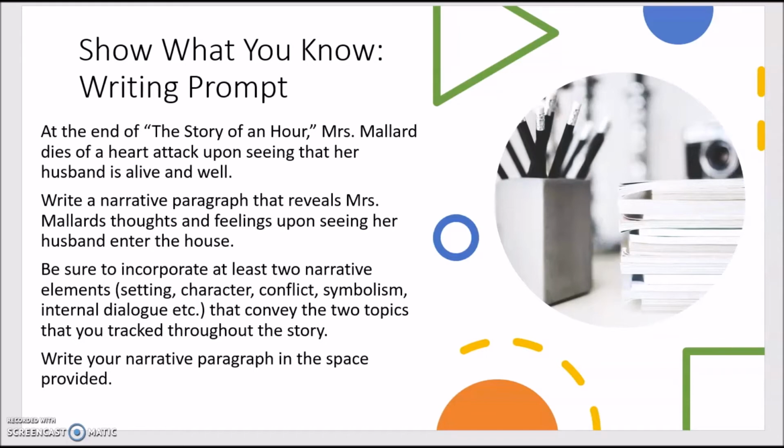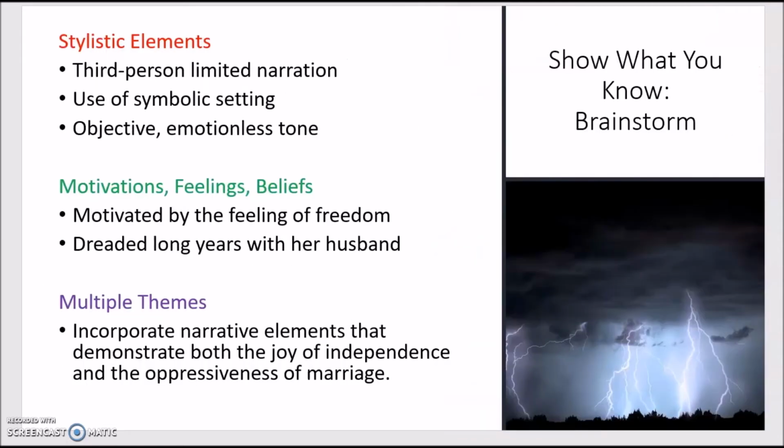In your narrative, you want to incorporate at least 2 narrative elements: setting, character conflict, symbolism, internal dialogue, etc. And you want to make sure that you're also conveying 2 of the themes that you explored. So here are some brainstorming ideas of what you might want to keep in mind as you're writing your paragraph.